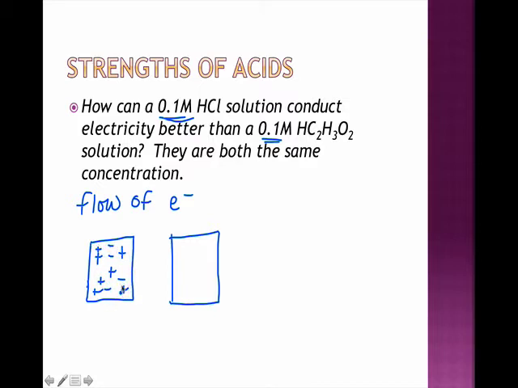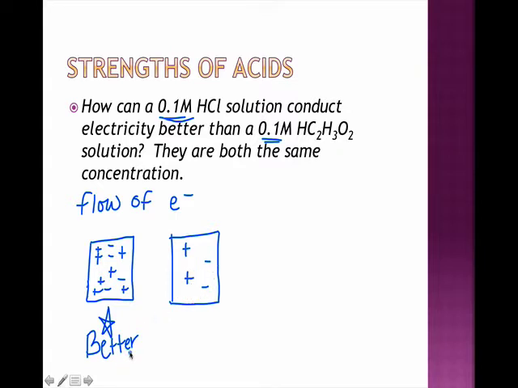So here's my first solution. It has some positive and negatives. And my second solution, I'm just going to put a few of those things. What I'm going to notice is that this solution, because it has more ions, is better at conducting electricity than this solution over here that doesn't have as many ions.